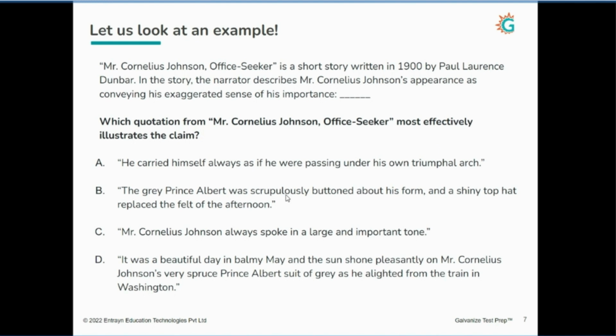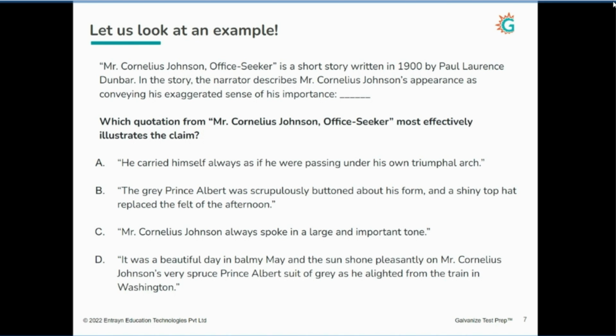B. Okay. Why is B correct? Okay. What are we looking for here? What are we given and what are we looking for? His appearance and how it shows his exaggerated sense of importance. So the narrator describes a particular character in such a way that the appearance of the character conveys his sense of importance, and that is not just a sense of importance; it's quite an exaggerated sense of importance.